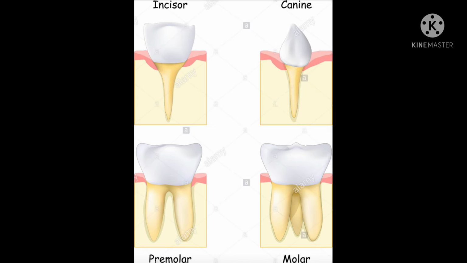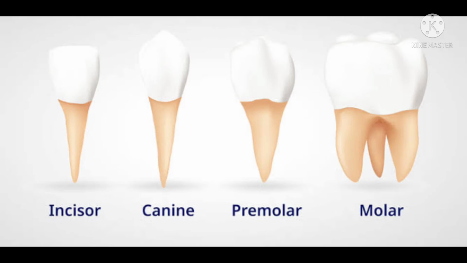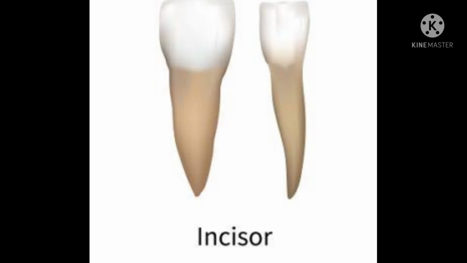Now let's discuss about kinds of teeth. There are 4 types of teeth based on their functions. Like you are seeing here, they are incisors, canines, premolars and the molars. Now let's discuss about the first type of teeth, incisors. You are seeing here, this is the picture of the incisors.